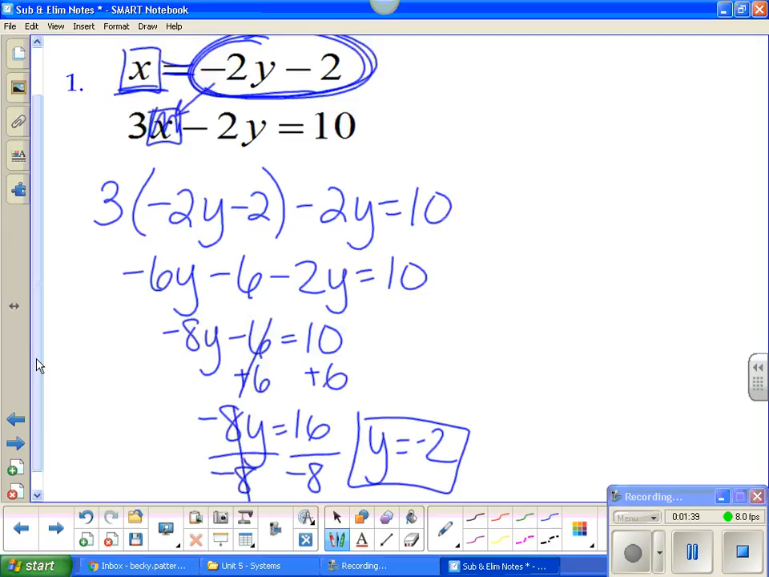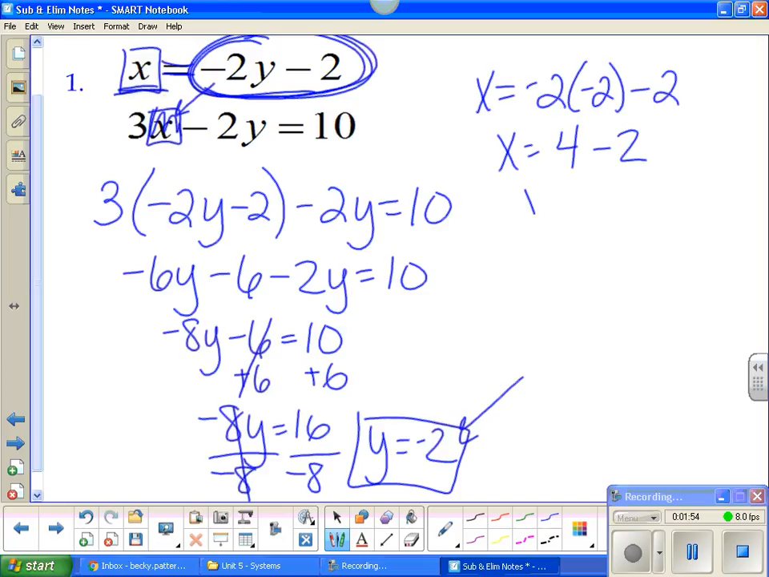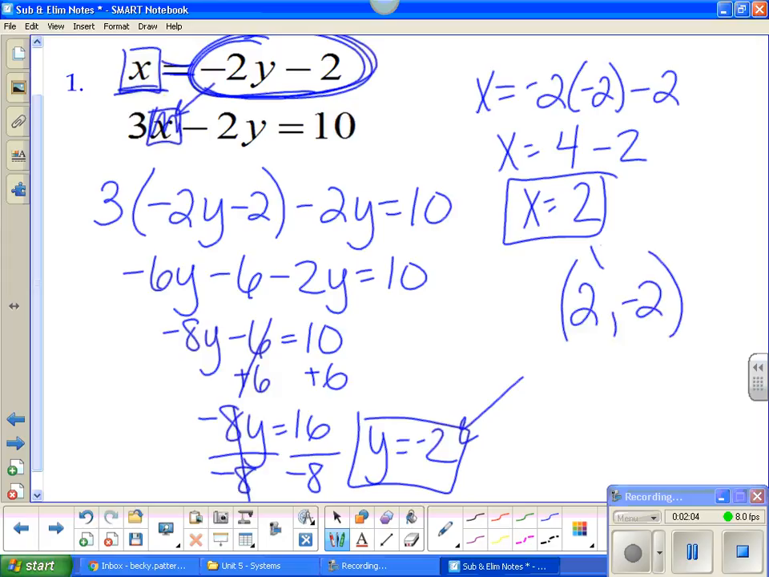To get your x value, go back into what you circled, so x equals negative 2, but now in place of the y, I can now put a negative 2 because y equals a negative 2. And so now I know that x is 2. So now that I know what x is and what y is, I know the point where the two lines cross. Remember, it's always x comma y. So these two lines, if I were to graph them, would cross at the point 2, negative 2. But I can do this without graphing.